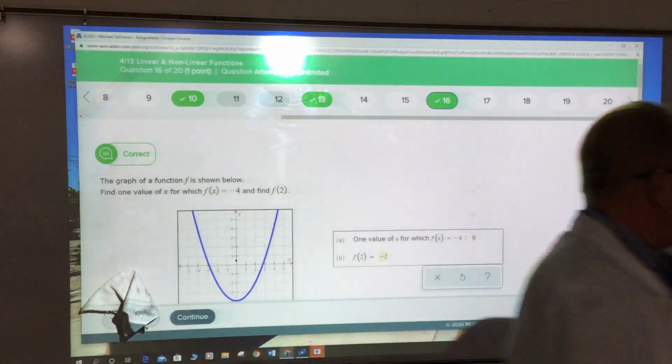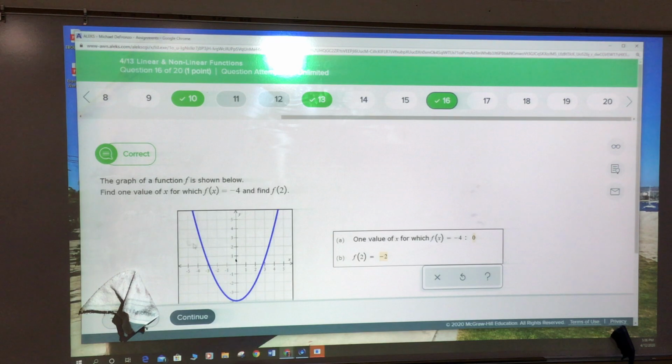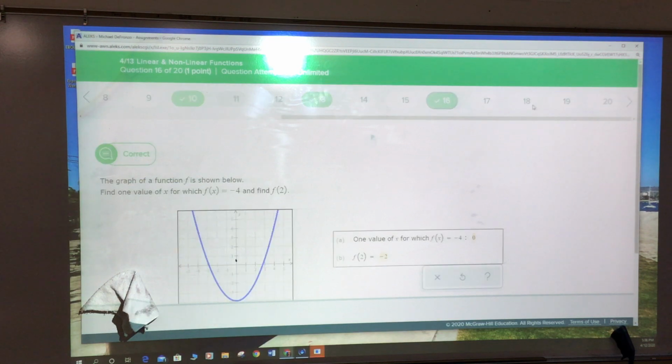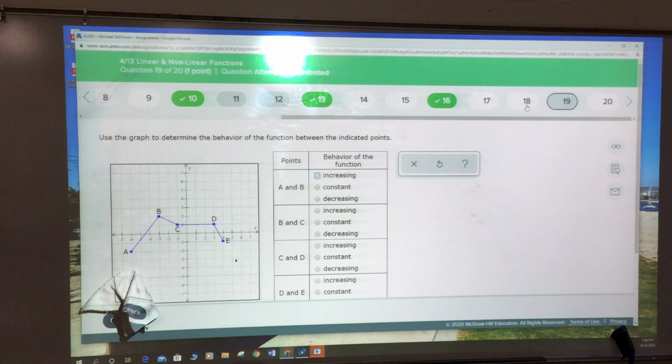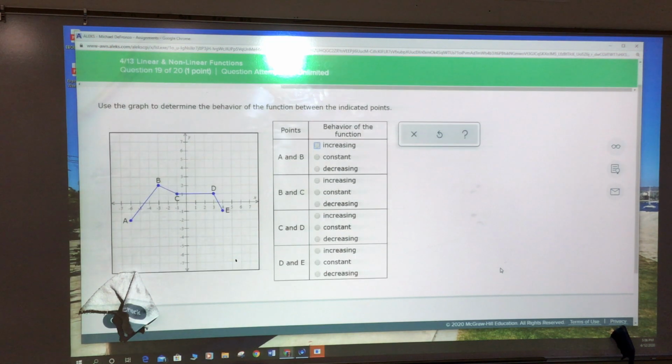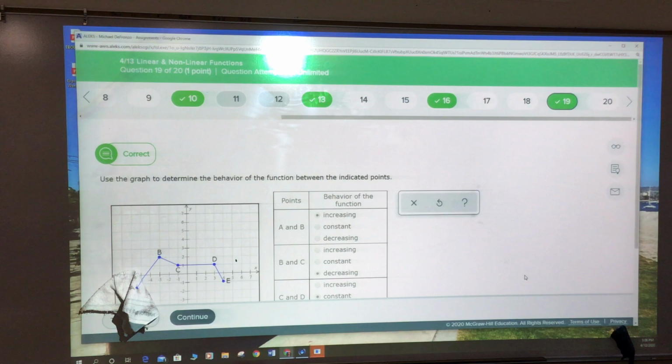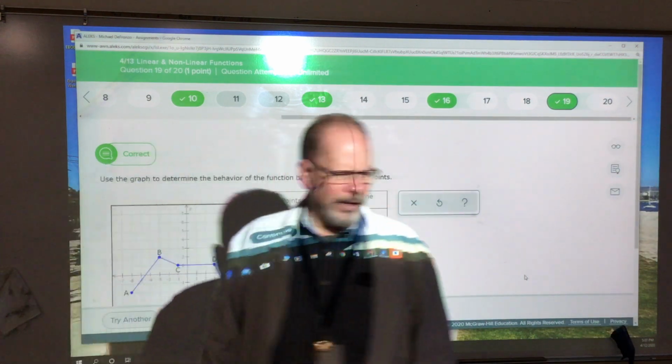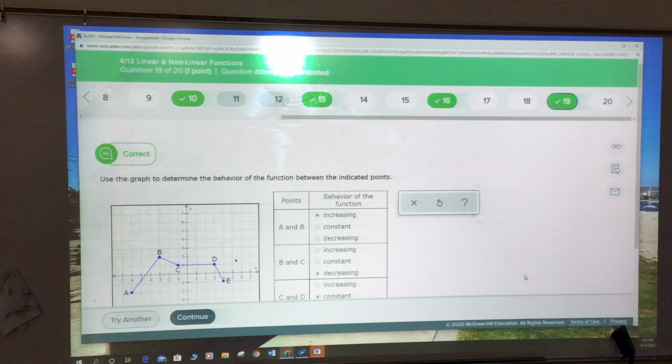Okay, so let's see what else we have here for you. I think it's just more of the same. Okay, so find where it's increasing. What's it doing on A to B? It's increasing. On B to C, it's decreasing. On C to D, it's constant. It's not changing. D to E, decreasing. Okay, that was an easy one. There's a couple of them there for you too. Okay, because they're easier. And that's it for Monday.